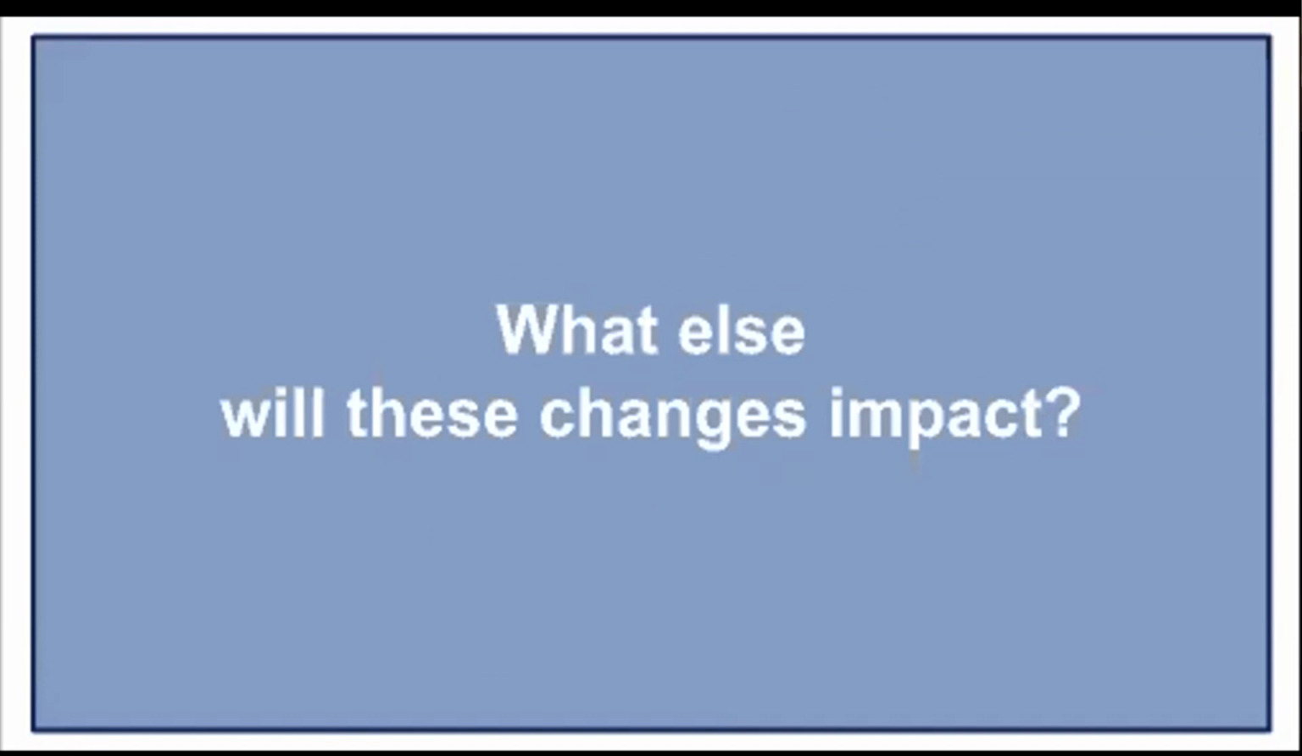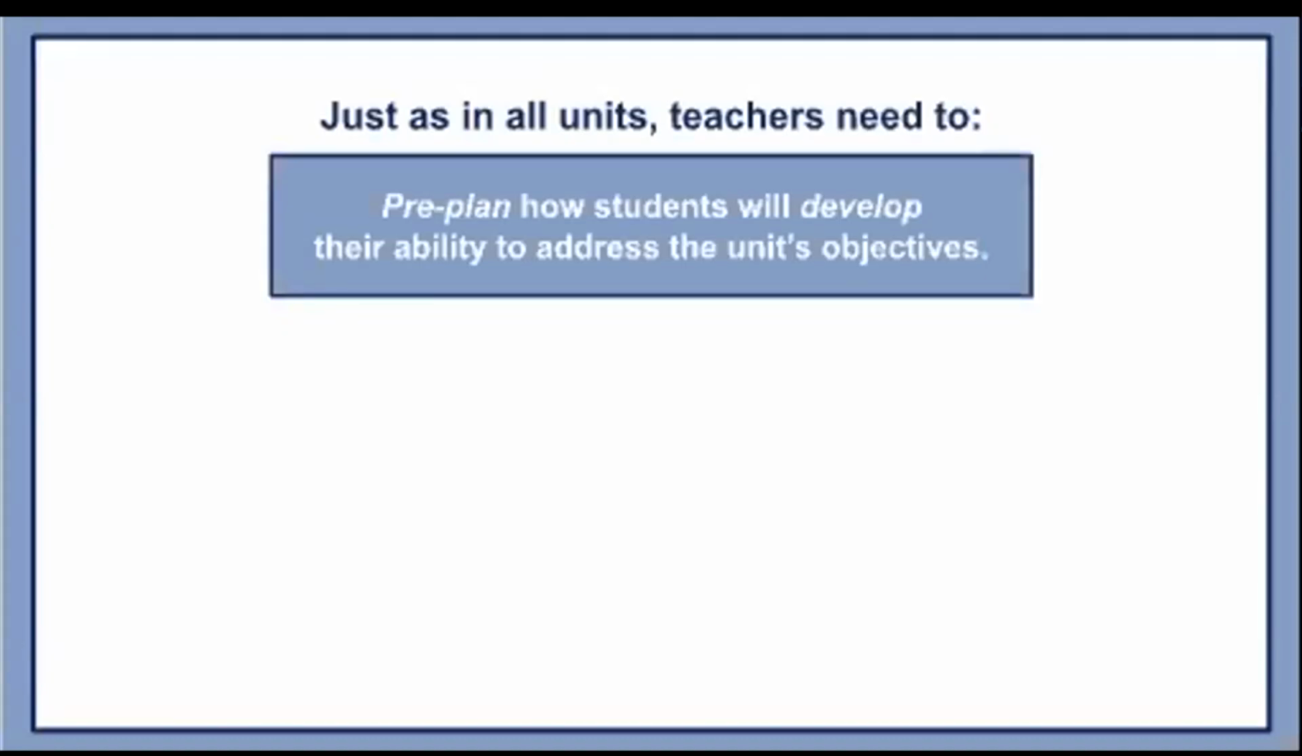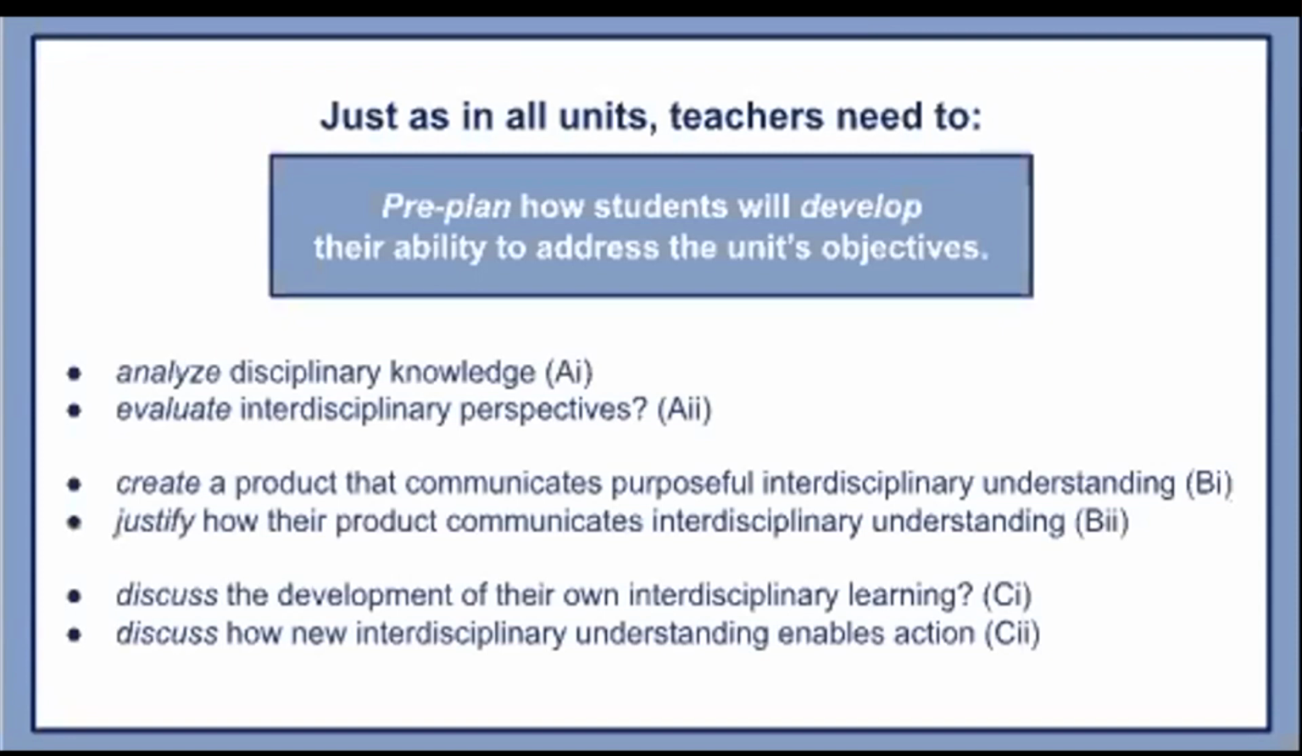What else will these changes in the objectives and criteria impact? Clearly, the design of the learning process. So just as in all units, teachers will need to pre-plan how students develop their ability to address the objectives. Especially the formative feedback and formative tasks will need to change to support the new summative. So during the learning process, students will need opportunities to practice, receive feedback, and support on their progress in these objectives and their higher order thinking.